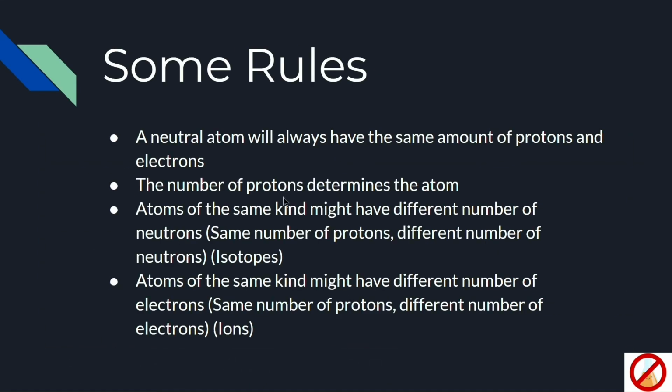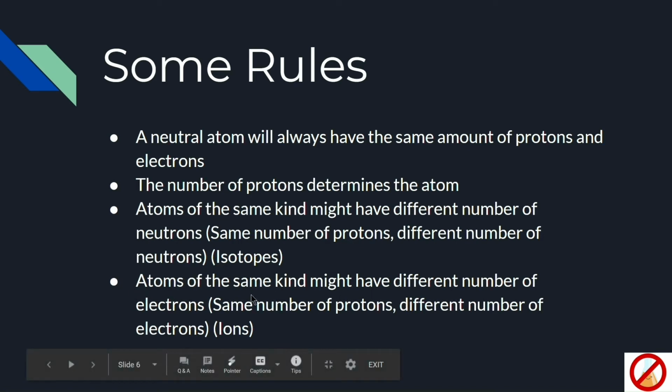The second rule is the number of protons determines the atom. That is correct because what makes one type of atom special is that every single element has a different number of protons. And this leads us to: atoms of the same kind might have different numbers of neutrons. This means they have the same number of protons, so they're still the same element, but they have different numbers of neutrons, and we call these isotopes. So you might see these two atoms, they both have the same number of protons, so they are the same element, but they have different numbers of neutrons, so we call these isotopes.